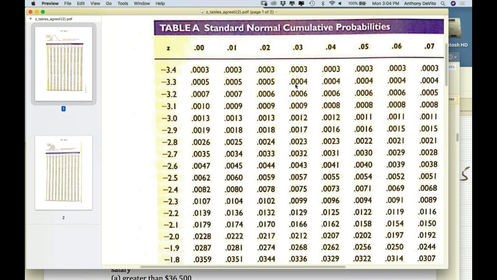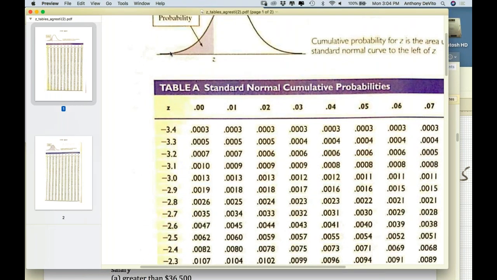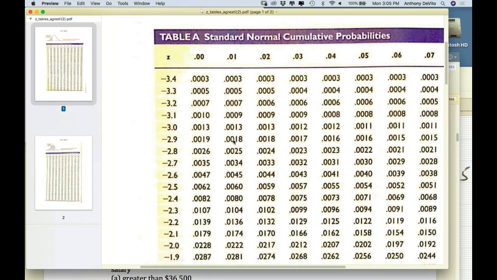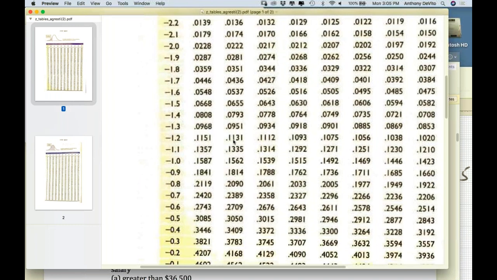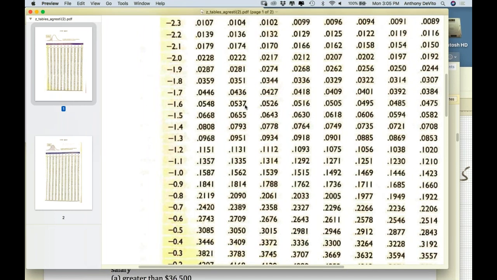So all of these things in here are areas. Now, if you go all the way down to negative 3.4 standard deviations, in other words, all the way down at the end of the scale, this is really asymptotic, theoretically. It doesn't go to zero, right? So if you go all the way down here, well, then the area to the left of negative 3.4 standard deviations, it's a tiny, tiny percentage of the distribution, right? If it exists at all, right? So one standard deviation below the mean, we said that was 16%. It's really 15.87%. So this is much more accurate than the empirical formula.